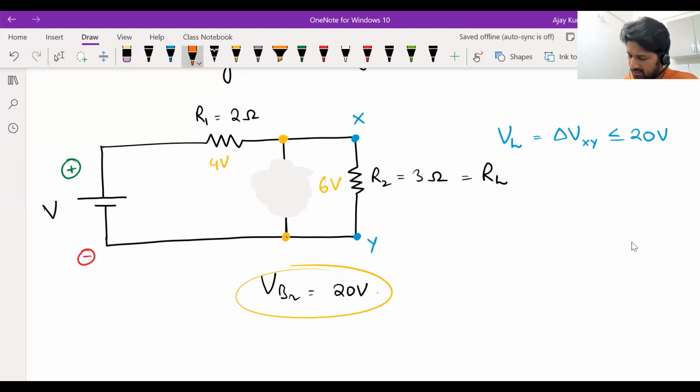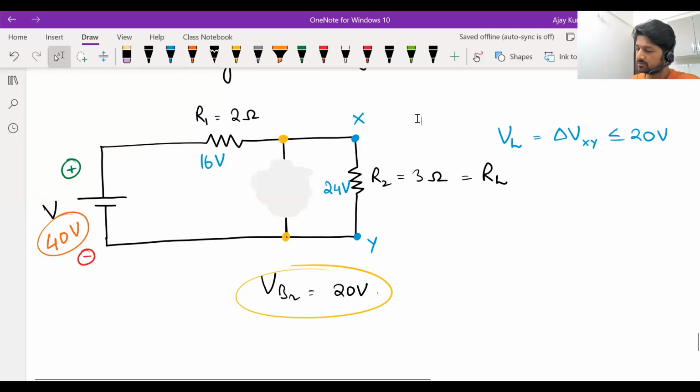Now, suppose the applied voltage, the input voltage, is 40 volts. If the input voltage is 40, in the absence of the Zener diode, you would see 16 volts across this resistor and 24 volts across this resistor. Now, if the voltage across R2, that's the potential difference between X and Y, becomes 24, the potential difference across the Zener diode also becomes 24.